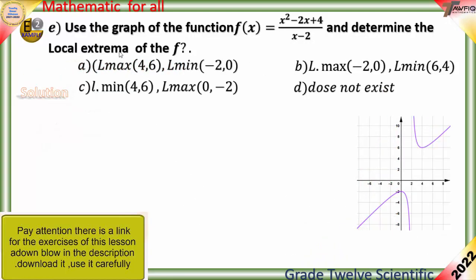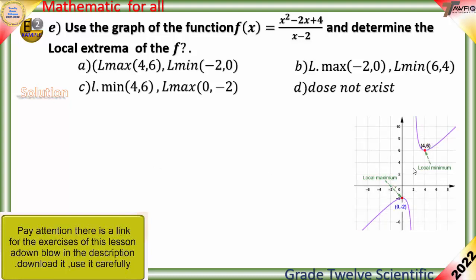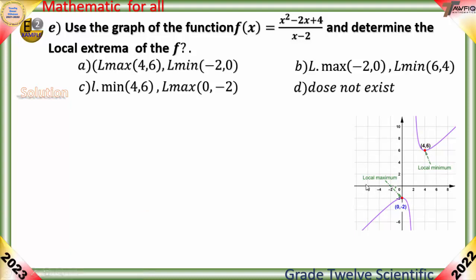Use the graph of the function and find the local extrema. As you can see here, we have two local extrema, one here and the second one is here. Here, at (0, -2), it is a local maximum, and here you have a local minimum. That means the local maximum is (0, -2) and the local minimum is (4, 6).